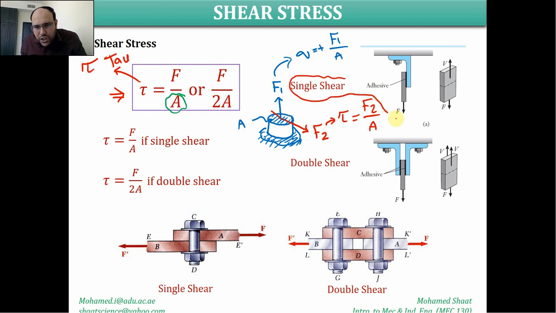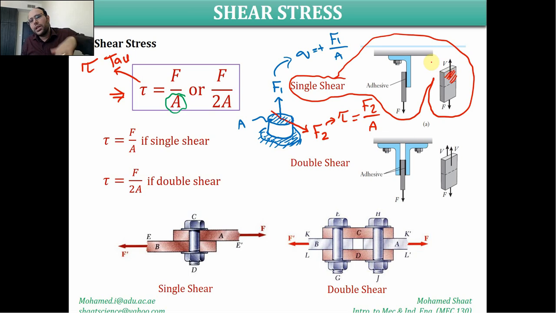This type of stress is known as single shear. What does it mean, single shear? Because the slicing will take place over only one section, one side of this plate, which is this side, for example. But it will not be happening over the other side, over the other surface.